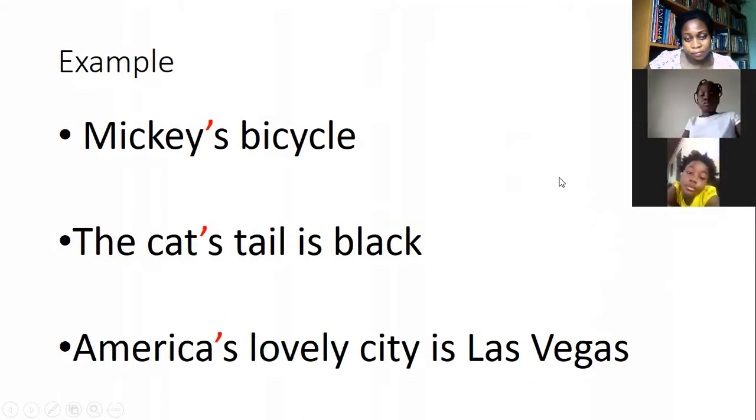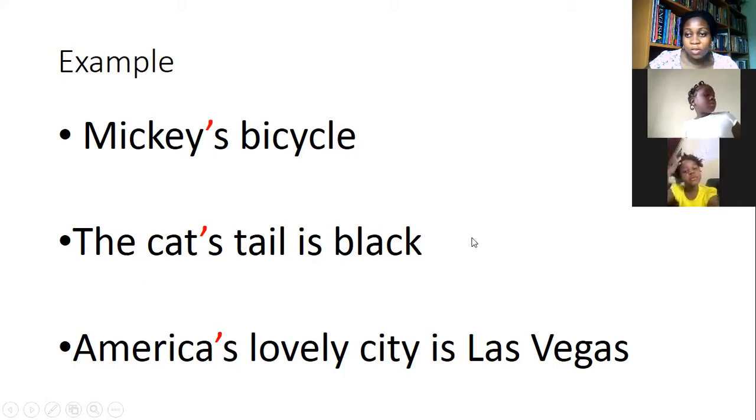For example, read. Mickey's bicycle. The cat's tail is black. America's lovely city is Las Vegas. Very good. So you see how the apostrophe has been used. Don't confuse the apostrophe with a comma. The apostrophe always goes on top, and after the apostrophe there is an S. Some of you make these mistakes in your writing.